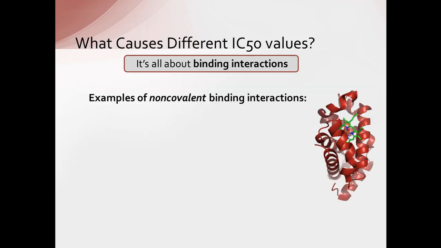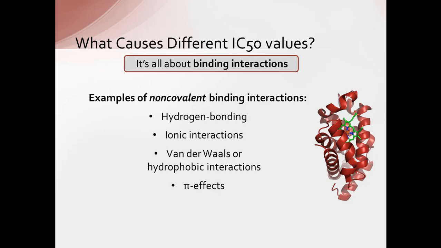Alright, so what kind of binding interactions are we talking about? We're talking about reversible, non-covalent binding interactions. And we've seen these before, even way back in Gen Chem. Good examples are hydrogen bonding interactions, ionic interactions, van der Waals or hydrophobic interactions, and finally pi effects. So we're going to talk about all of these today.